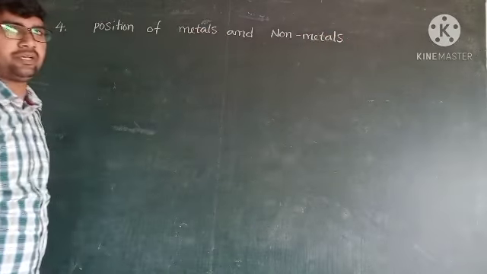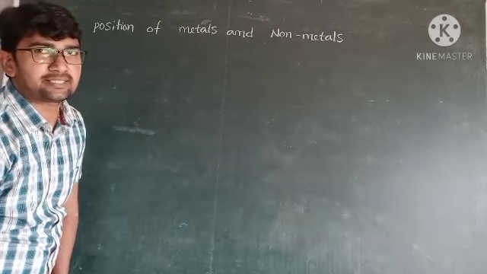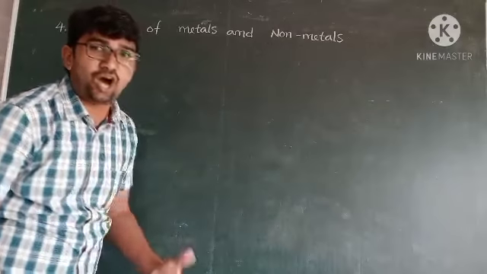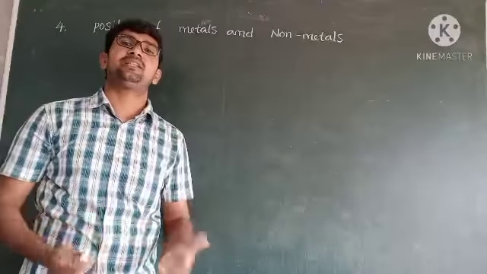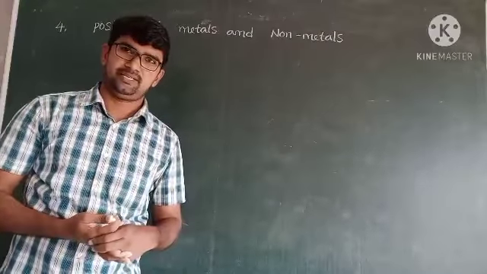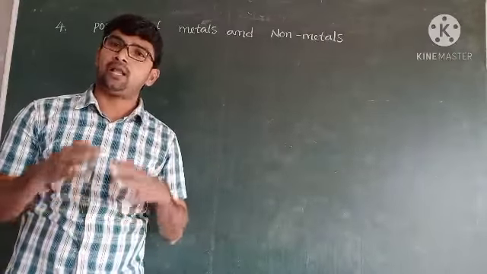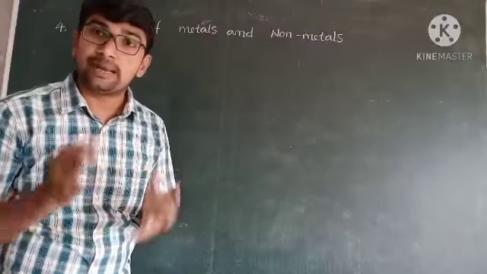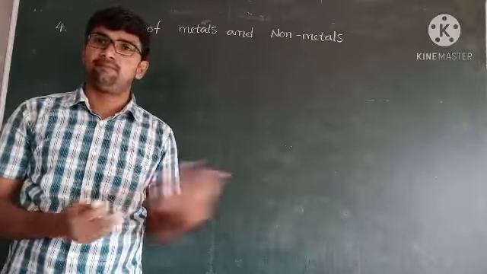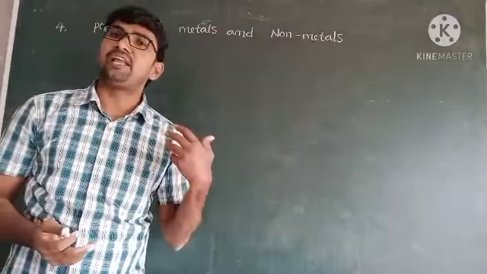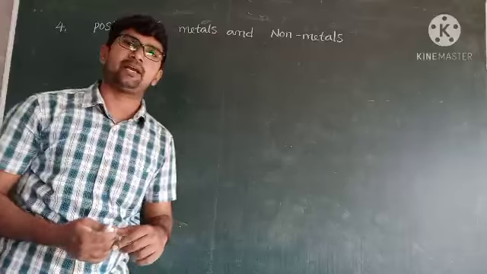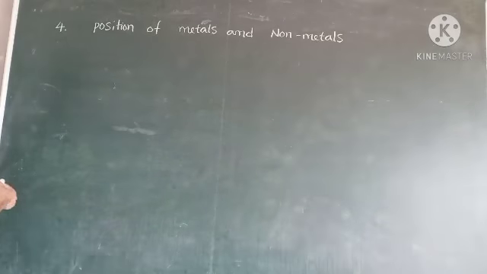I understand this one. The position of metals and non-metals in the Mendeleev periodic table is not given. We know that metals, non-metals, and metalloids are present. All the elements are first classified into metals and non-metals, but Mendeleev did not give any arrangement or positions for metals and non-metals. This is one drawback of the Mendeleev periodic table.